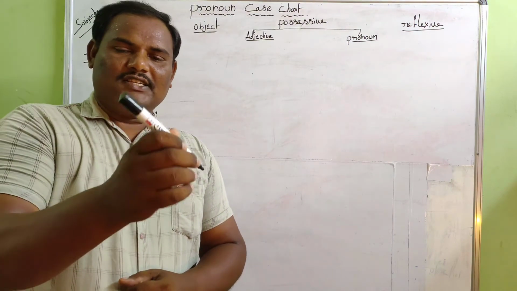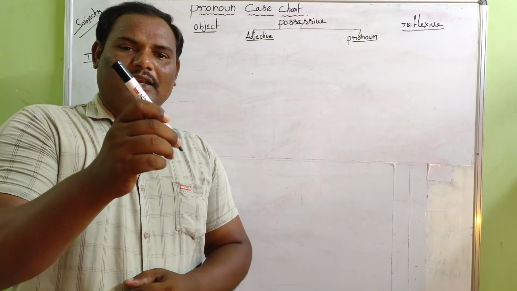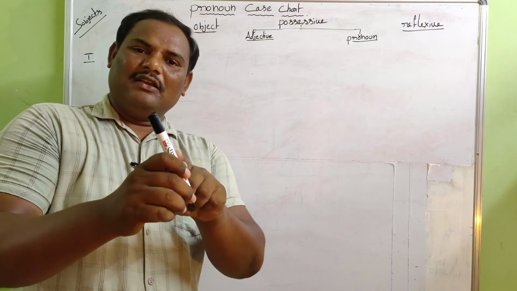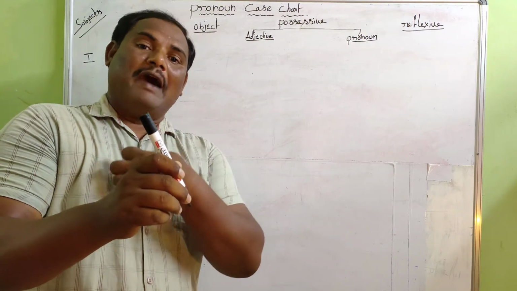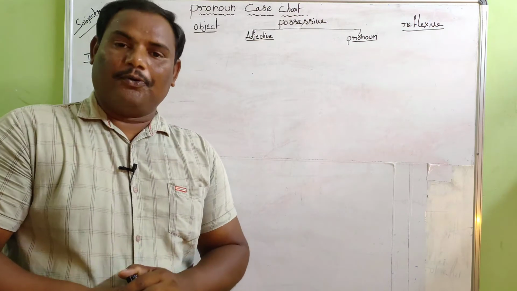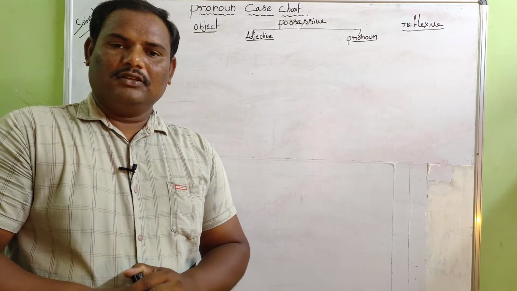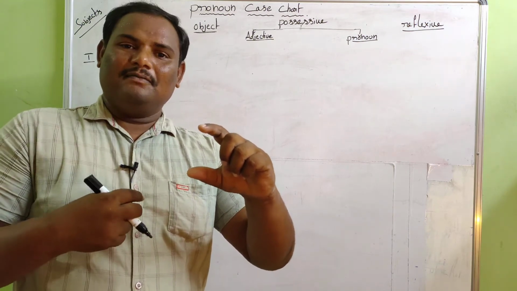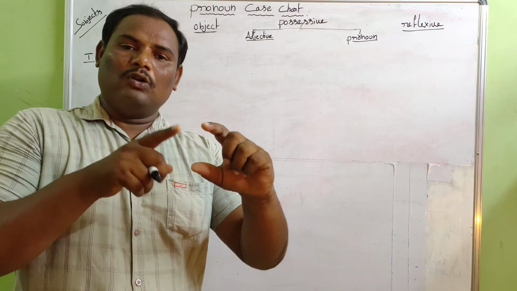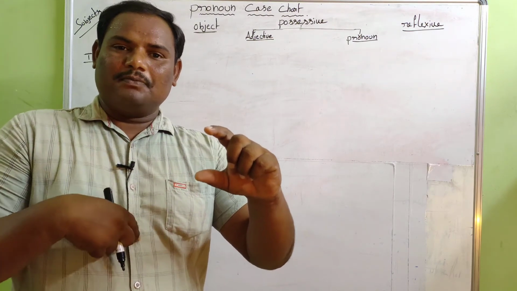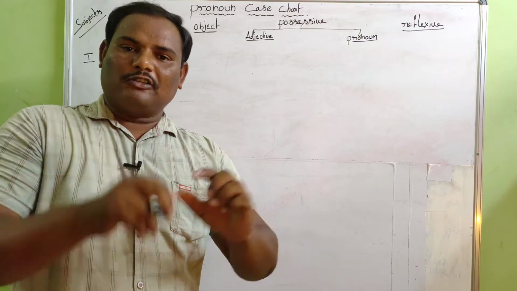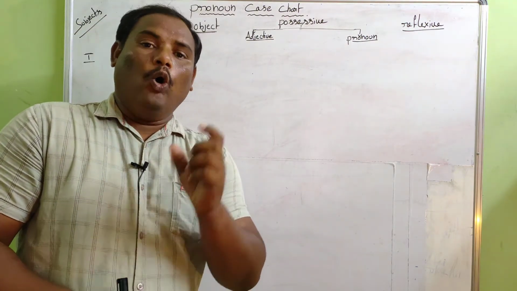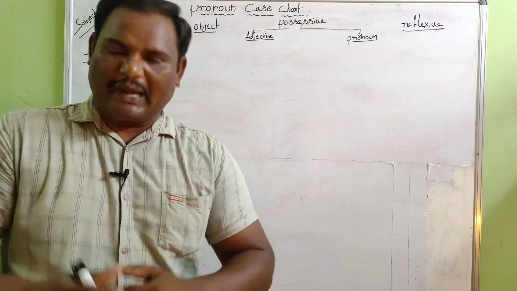For example, this is my pen. Whose pen? I am the owner of this pen. My pen, my. The pronoun my is showing the ownership of mine. So my is a possessive pronoun. This is our mobile. Whose mobile? Our mobile. Here the pronoun our shows the ownership. So our is a possessive pronoun. A possessive pronoun always indicates ownership. It says something belongs to someone.